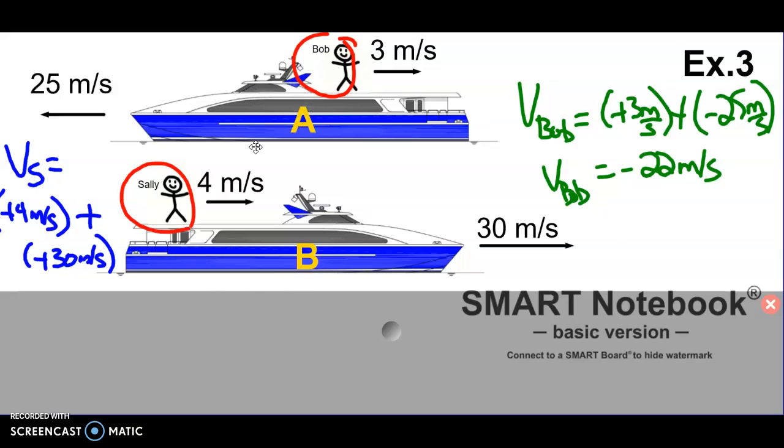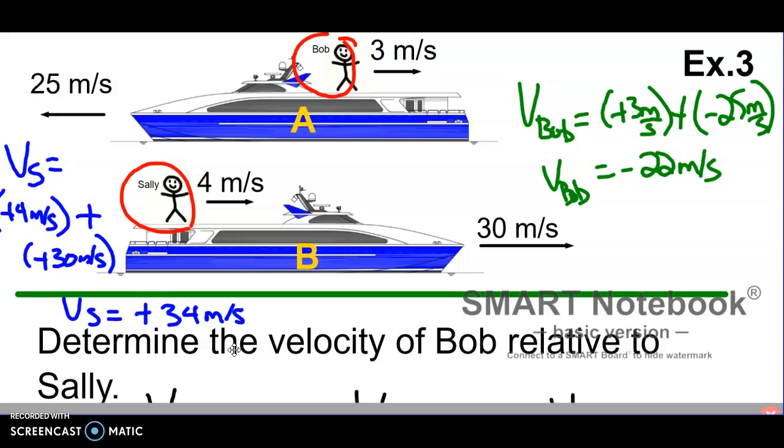We have Bob on boat A, and Sally on boat B. Let's see our question. We want to determine the velocity of Bob relative to Sally.